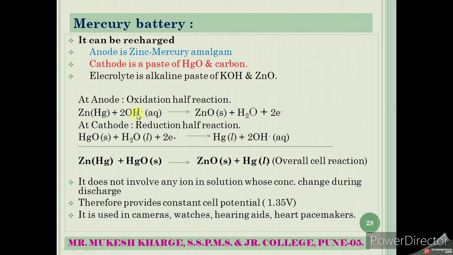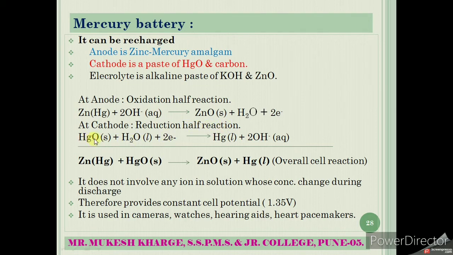That 2OH minus gets converted to H2O by loss of this O2 minus ion. Okay, so the O2 minus ion from this 2OH minus combines with the zinc 2 plus ion, and it will produce ZnO, and the remaining O2 minus and 2H plus produce H2O. So the overall reaction is Zn0 gets converted to Zn2 plus by loss of 2 electrons, so an oxidation reaction. At the cathode, the reduction half reaction takes place.